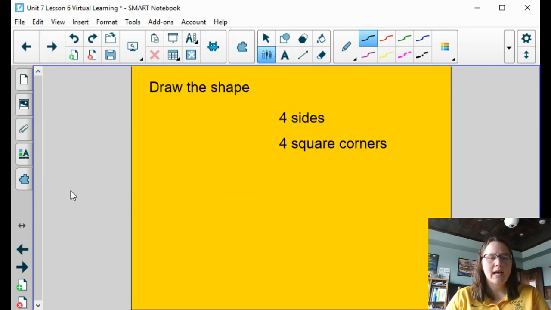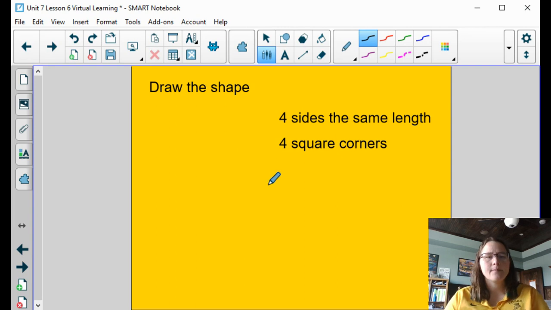Today, I want you to think. Maybe pause the video, okay? I want you to draw a shape that has 4 sides and 4 corners. Go ahead and do that now. Awesome. Some of you drew rectangles, some of you drew squares, didn't you?